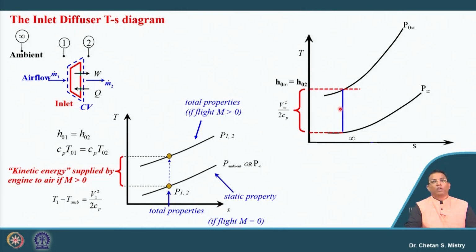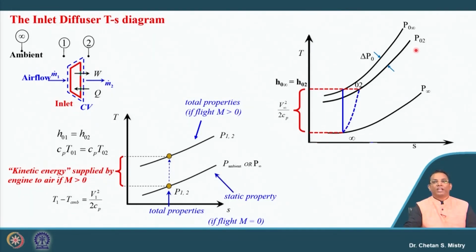Now, if I consider this as an adiabatic process as we have discussed, I can say my H01, H02 and H0 infinity remain constant. If I put my total pressure at the outlet of my intake, it will come as P02. When I say this P02, there is a loss of pressure, as we have discussed, and this represents the irreversibility associated with the process.